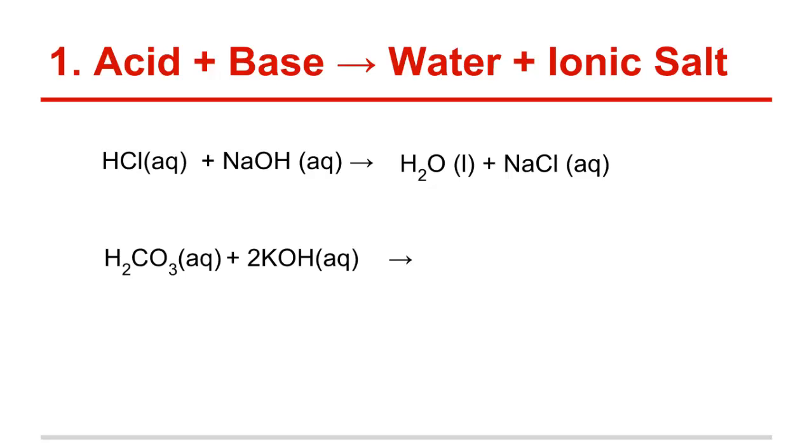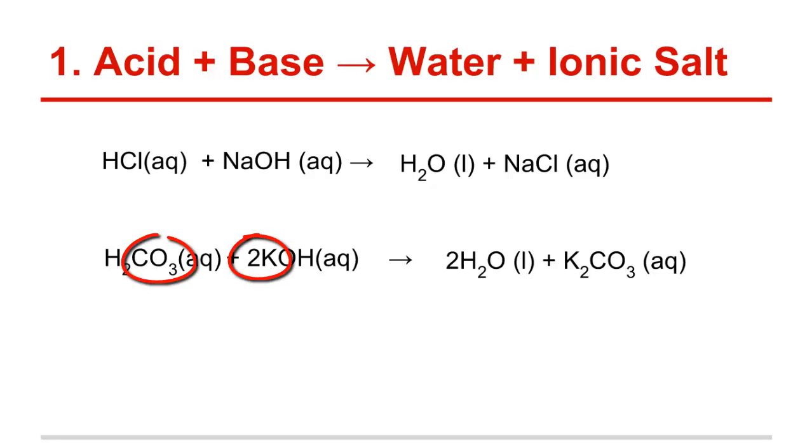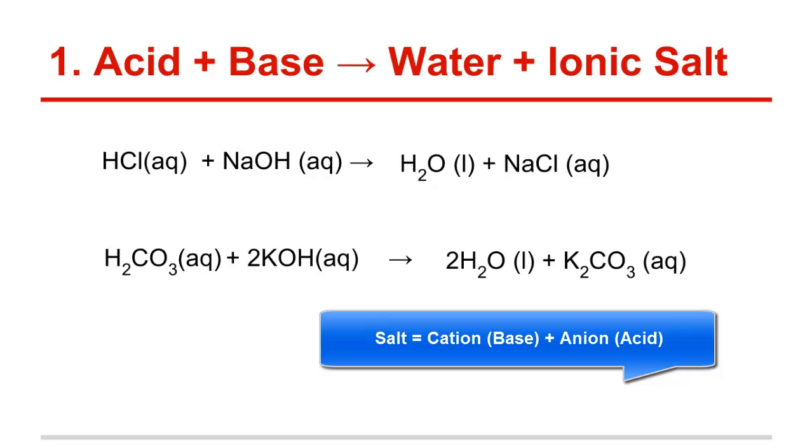Carbonic acid, or H2CO3, reacts with potassium hydroxide. Again, we are producing water plus a salt. This time the salt is formed from the potassium ion and the carbonate anion. So that's going to form potassium carbonate. Your salt always comes from the cation of the base and the anion from the acid.